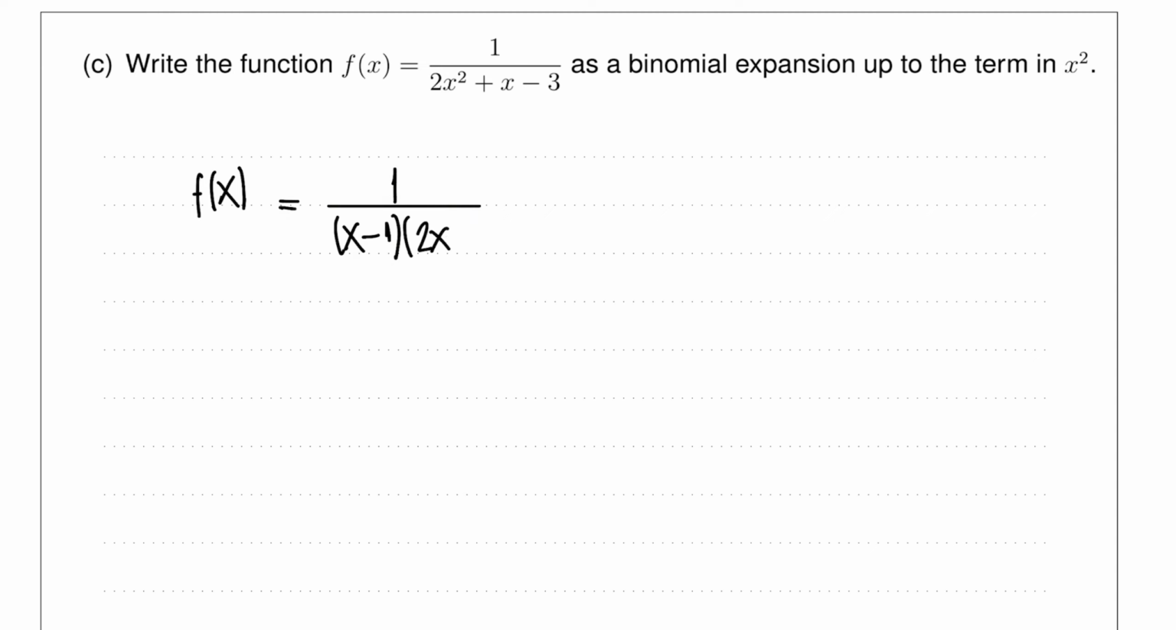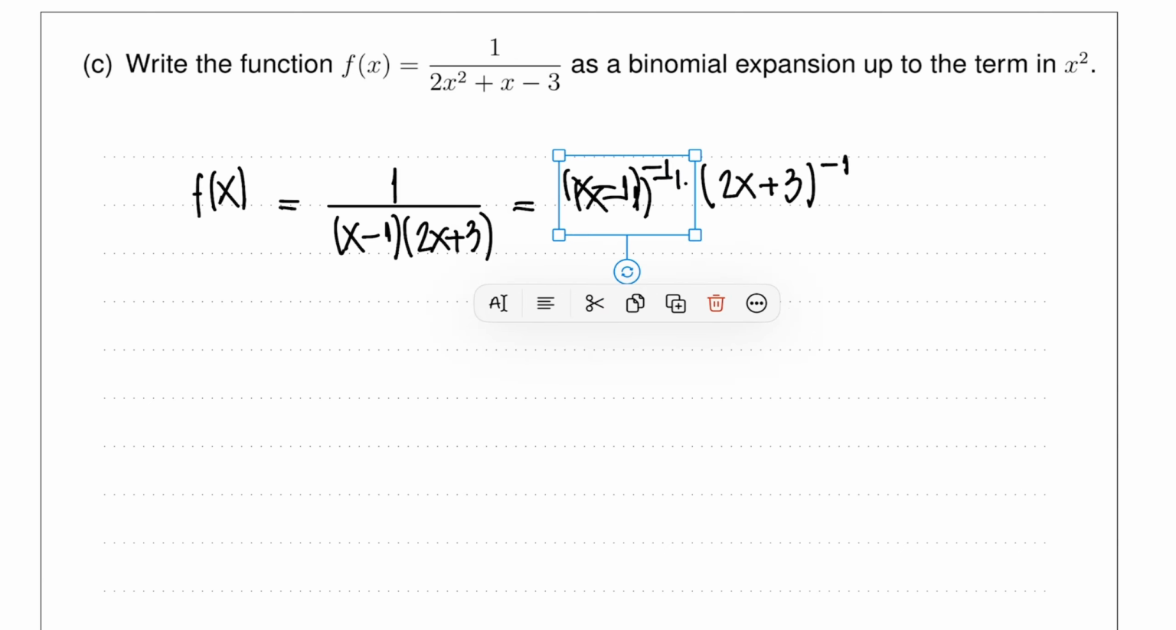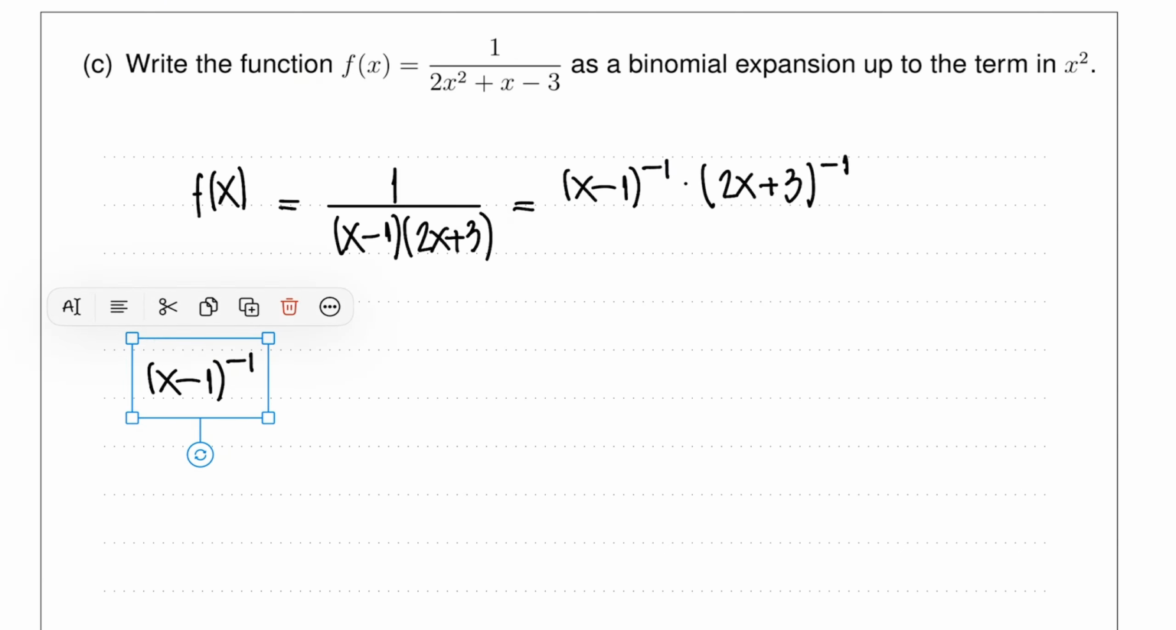Now, knowing that f of x is 1 over x minus 1 times 2x plus 3, we can rewrite this as x minus 1 to the negative 1, times 2x plus 3 to the negative 1 as well. We're going to expand these separately, starting from x minus 1 to the negative 1.